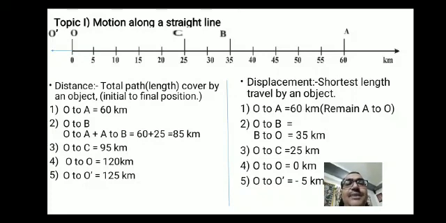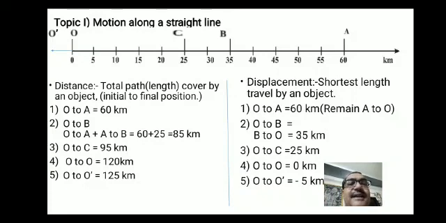So the first example of distance, let's take a car traveling from O to A. O to A, how many kilometers has it traveled? 0 to 60. So its distance is 60 kilometer. Now come to the right side, first point, O to A. What is the displacement here? O to A means 0 to 60 kilometer. How much is remaining from 60 to come back to 0, or A to O position? It should be 60. So the displacement is also 60 kilometer.